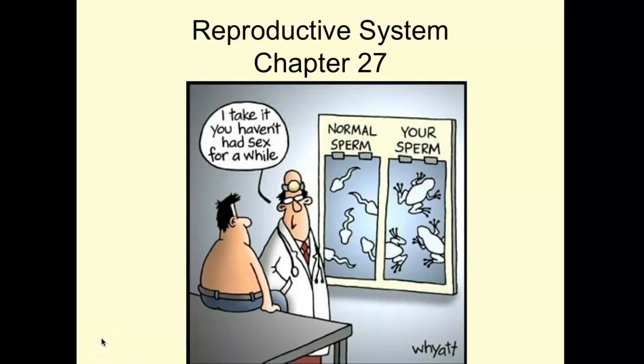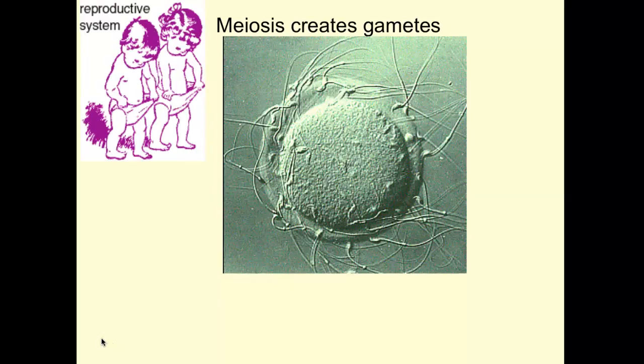Hi, so this is chapter 27, the reproductive system. We're going to look at the overview and begin with the male reproductive system first. Of course, if we take a look at this first slide, the reproductive system is to produce gametes, which are haploid cells, so that we can have sexual reproduction, to produce offspring that are genetically different than the parents. And the process that creates gametes is called meiosis.